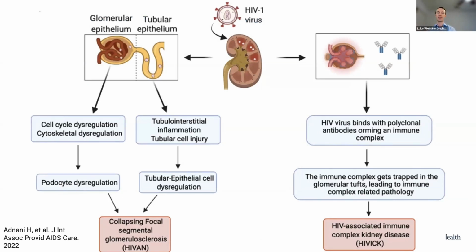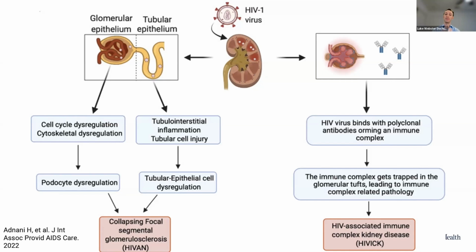comes up, and it's a question that comes up, really like HIVAN versus immune complex kidney disease due to HIV. And I bring this up just because of the history of this finding in patients with HIV. So HIVAN is a nephrotic syndrome. It's a collapsing FSGS. It really occurs when you have high levels of viral replication, causing cell cycle dysregulation and cytoskeletal dysregulation in the glomeruli. This causes podocyte dysregulation. You also have a lot of inflammation in the tubules, and all of that together kind of presents as that acute nephrotic syndrome.